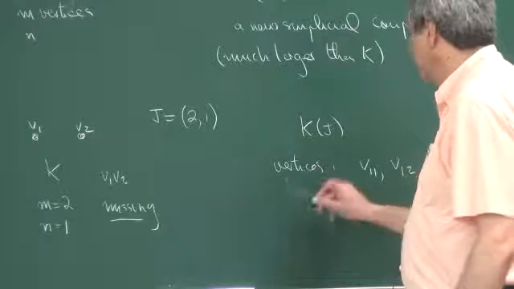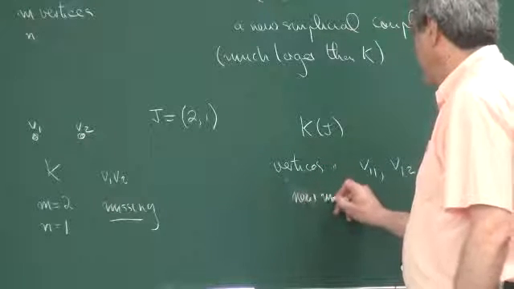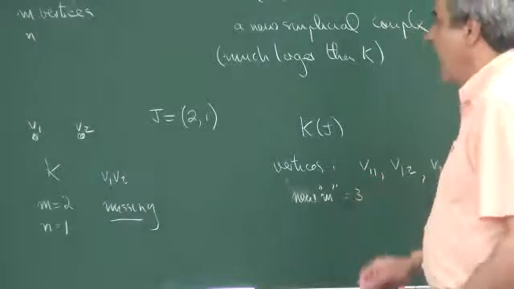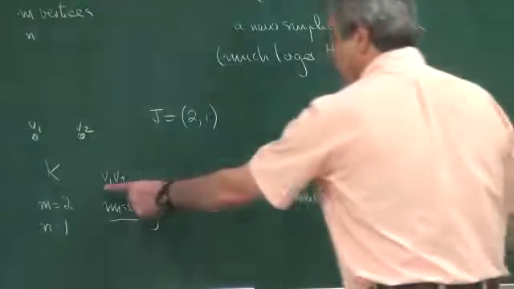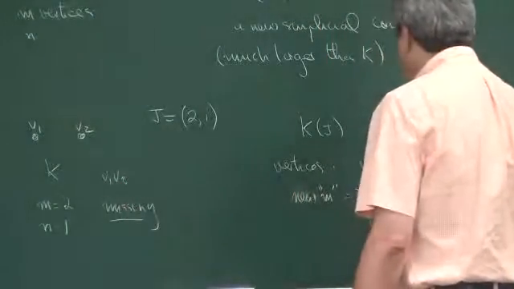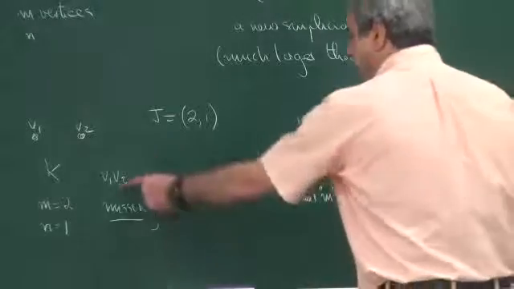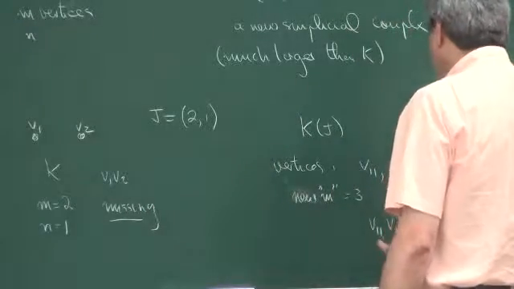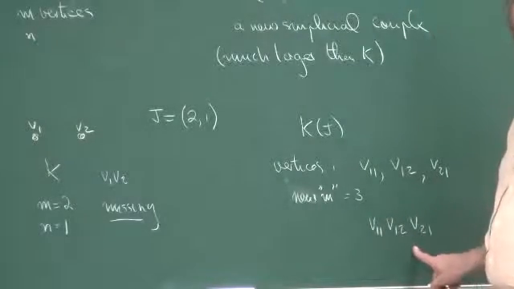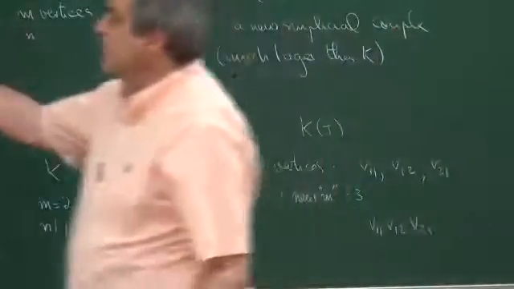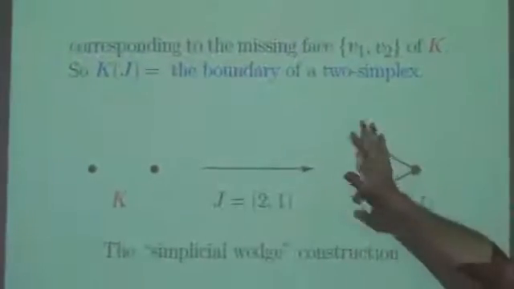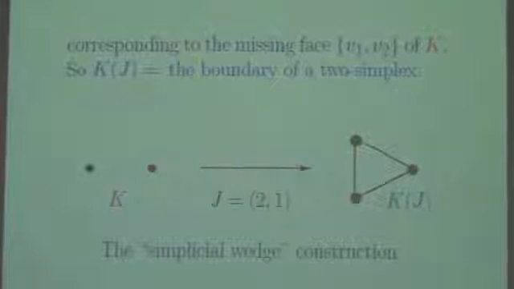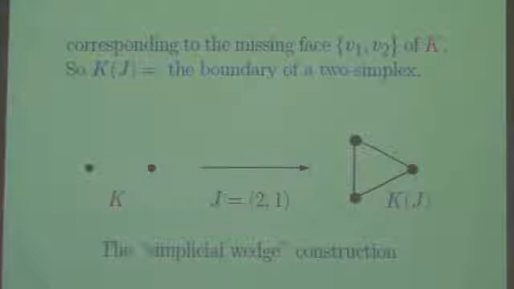The new M equals 3. And there is only one missing face, V1, V2, which is converted to V11, V12, and then V2. So this has to be the only missing face, right? It's 3 vertices, and this is the only missing face, so this J construction converts 2 points to the boundary of a 2-simplex. Very simple construction, right? Trivial construction.